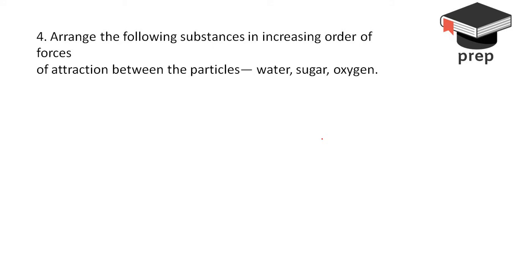Moving on. The next question says, arrange the following substances in increasing order of their forces of attraction between the particles. The three examples that have been given to us are water, sugar, and oxygen. I'm sure we can easily segregate them on the basis of the state of matter in which they are. Water can be considered as a liquid, sugar can be considered as a solid, and oxygen can be considered as a gas.